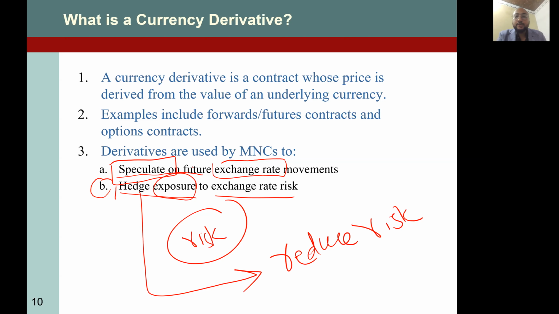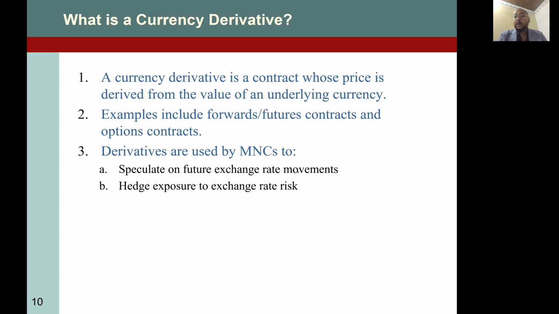We can use those derivatives to minimize our risk, to reduce our risk, and especially which kind of risk? Of course, exchange rate risk. So what is exchange rate risk? When we want to pay in another currency, that currency goes up. Or when we receive the foreign currency, its value goes down. So we receive less home currency at the end, right? So this is exchange rate risk.